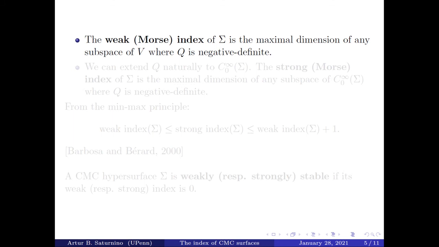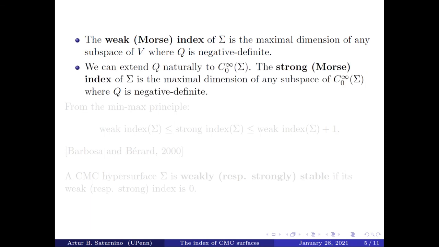Now we can talk about the Morse index. The weak Morse index of sigma is the maximum dimension of any subspace of V where Q is negative definite. So we're basically counting how many independent directions we can squeeze sigma to decrease area while keeping volume. If you think about the most simple CMC surface, which is a round sphere embedded in Rn, these have weak Morse index 0, because the only way to decrease the area of a sphere is also by decreasing the volume it contains.